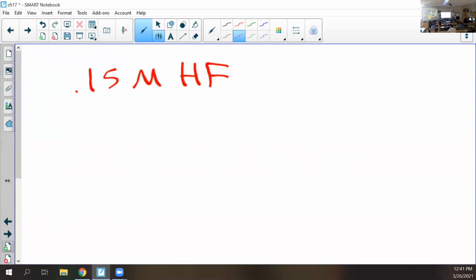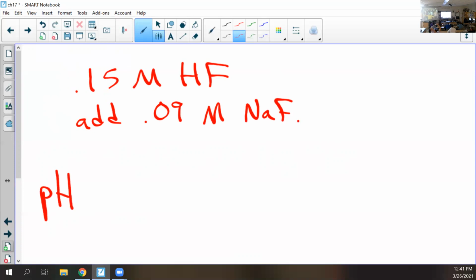All right, so 0.15 molar HF, and I add 0.09 molar, sure, NaF. Does it always have to be a weak acid? Yep. For a buffer solution, you must have a weak acid and its conjugate.